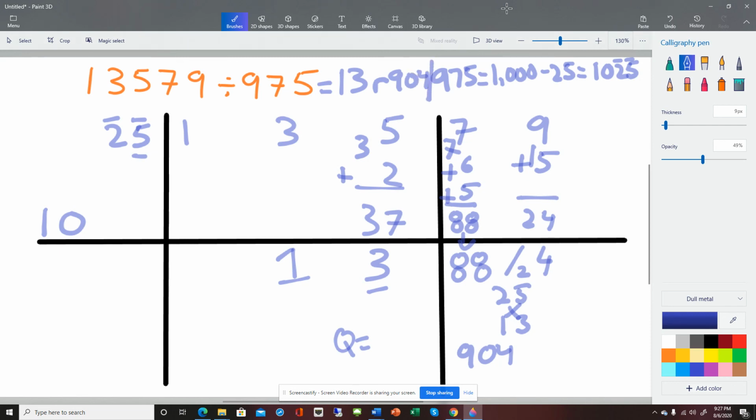Good job. Keep practicing. The more you practice, the better you'll get. Okay? So final answer, quotient is 13, remainder is 904. Notice how the vinculums really helped us here.